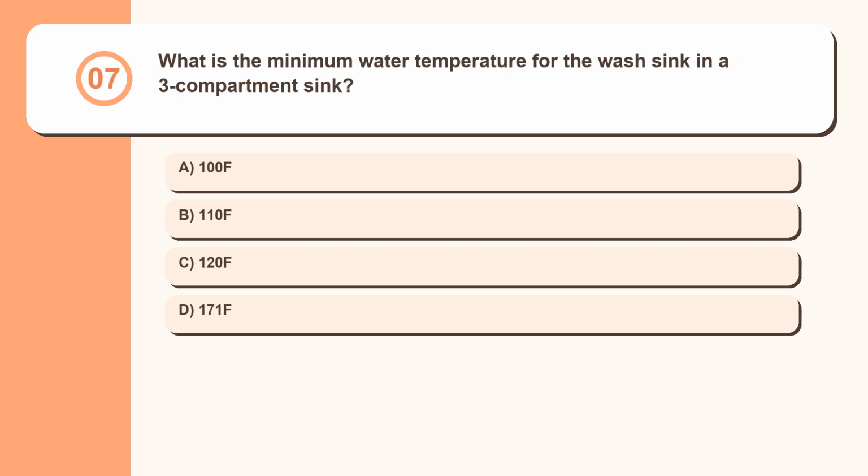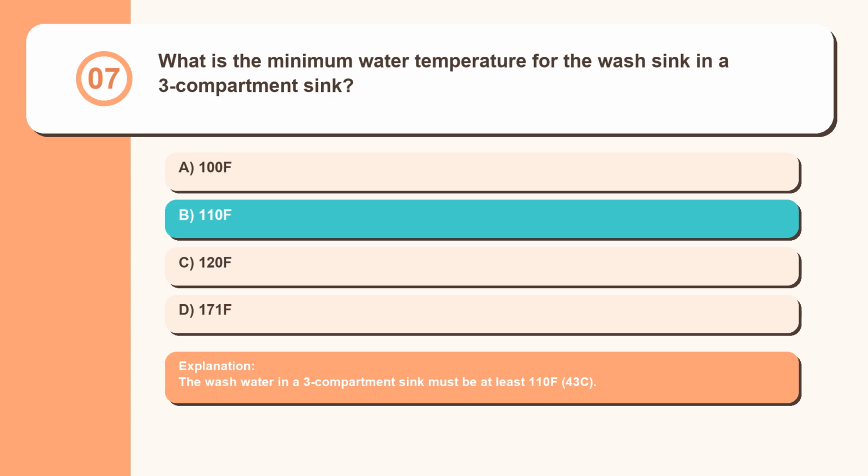Question 7. What is the minimum water temperature for the wash sink in a 3-compartment sink? 100F, 110F, 120F, or 171F. The wash water in a 3-compartment sink must be at least 110F, 43C.